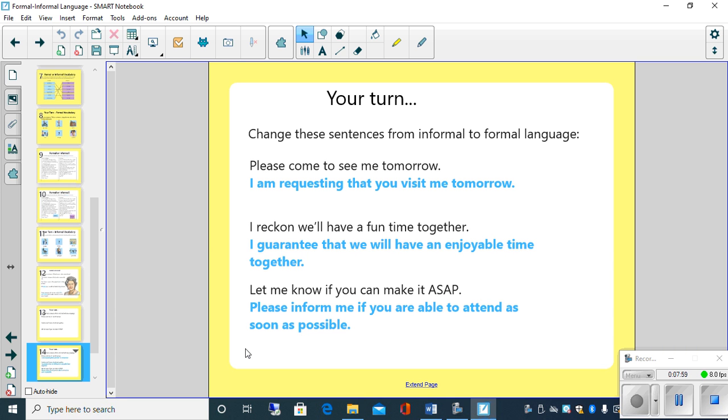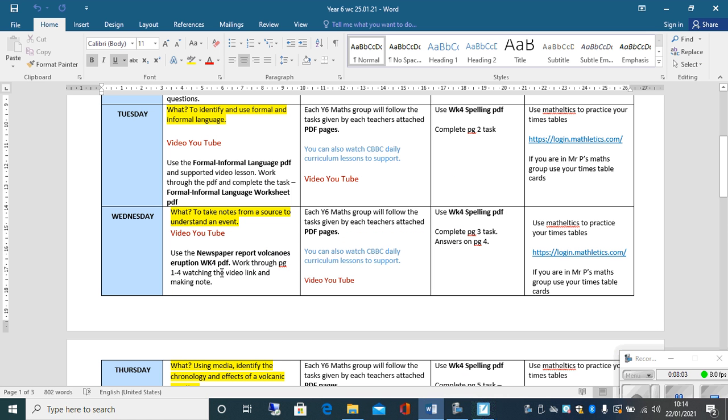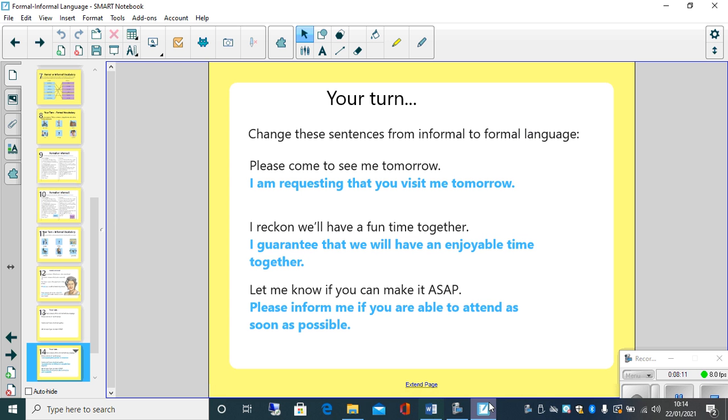Okay, so that is the lesson for today. There is also a task for you to do. And if we have a look on the daily planner, it's the PDF which says formal, informal language worksheet. So what I'd like you to do is have a go at the tasks on there, and it's all associated with what we have discussed this morning. So have a really good go. It's going to be really beneficial when you start writing up your newspaper articles about Whakaari Island.